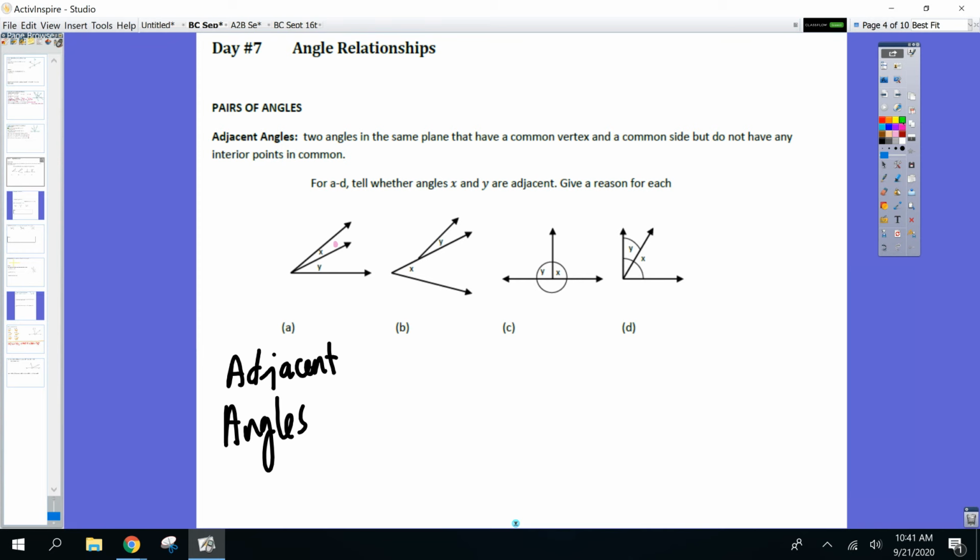Why? Because take a look. Here's the vertex for Y. Here's the vertex for X. They are not in common. So these are not adjacent.